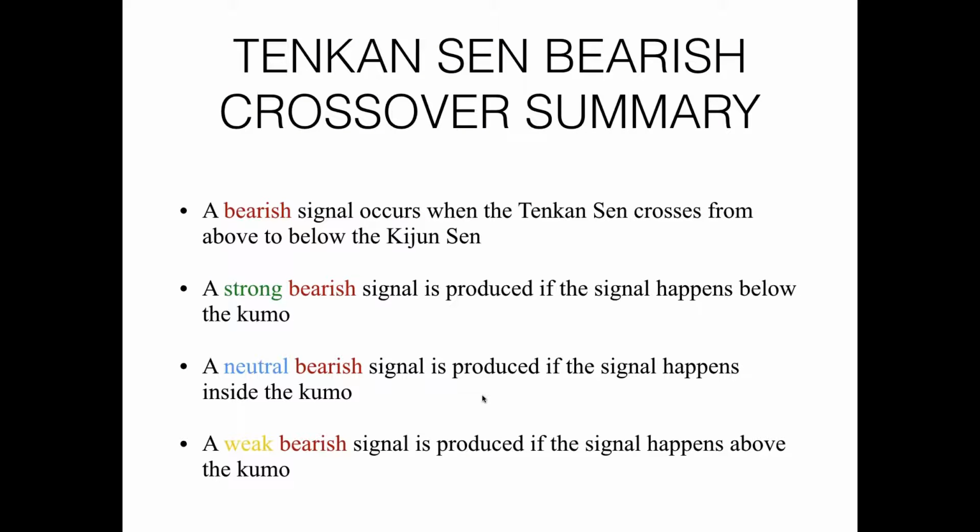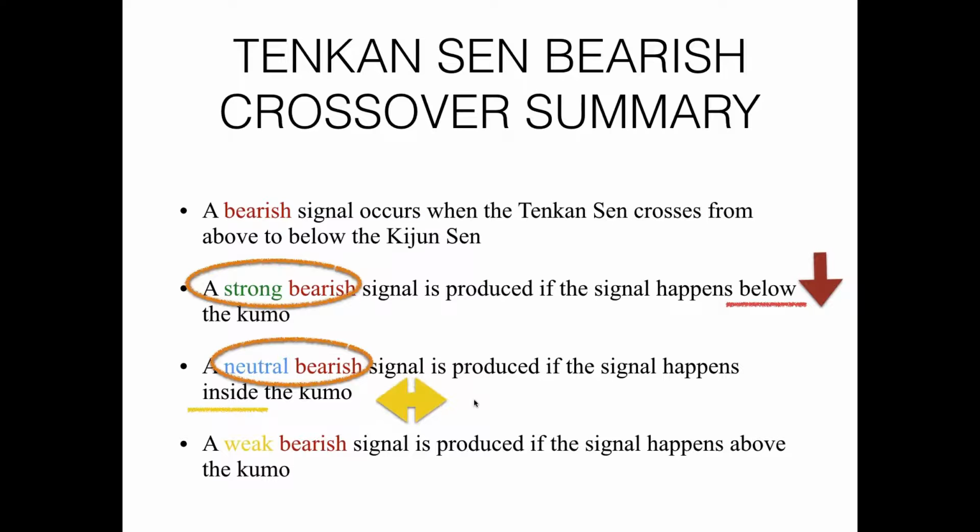Now let's summarize the Tenkan-sen bearish crossovers. A bearish signal occurs when the Tenkan-sen crosses from above to below the Kijun-sen. A strong bearish signal is produced if the signal happens below the Kumo. A neutral bearish signal is produced if the signal happens inside the Kumo. A weak bearish signal is produced if the signal happens above the Kumo.